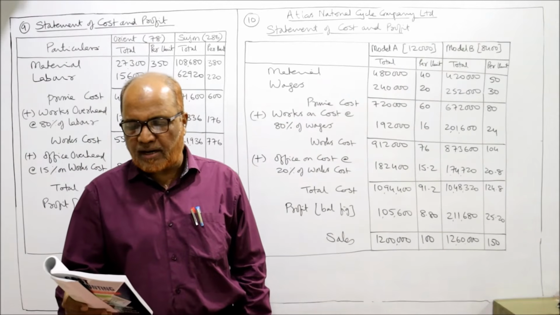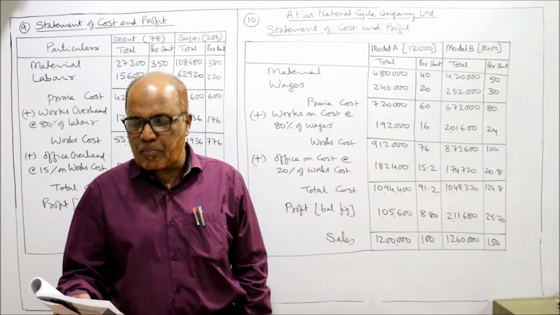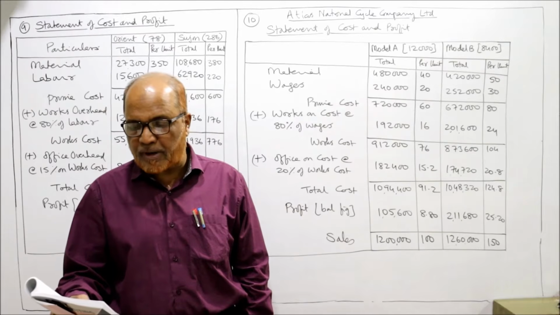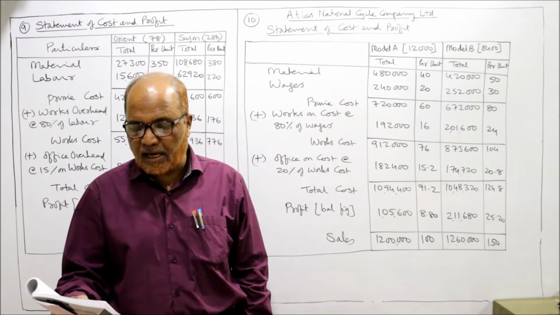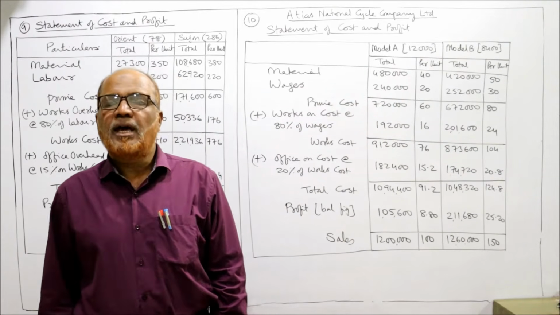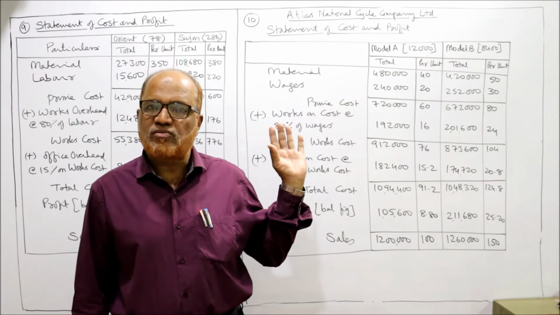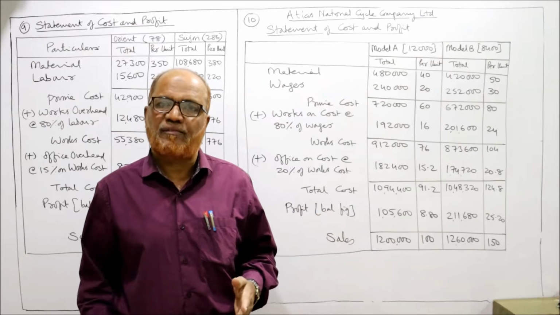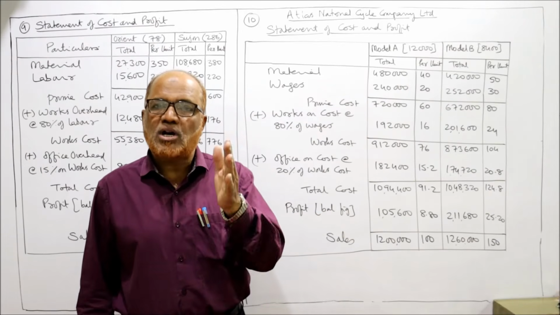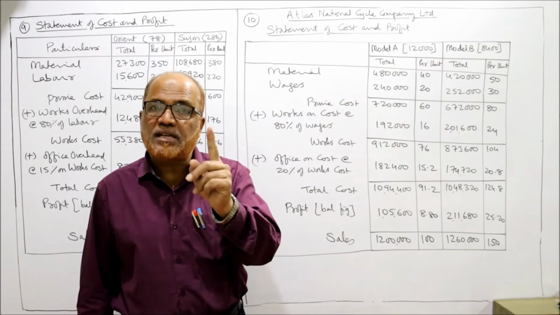Supplies the following information and requires you to prepare a statement showing production cost, profit per cycle sold, and the aggregate profit for the company. Exactly similar to the previous problem. The only difference: in the previous problem, radio sets were manufactured. Here, cycles are manufactured. So we have to calculate what is the cost and profit per cycle.